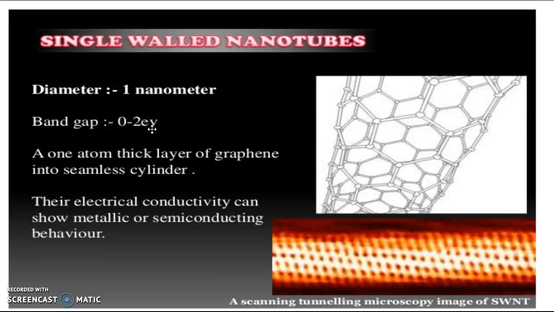Whereas if the band gap is 0, or the valence band and conduction band are merged, they are called conductors. So this is actually a semiconductor or a conductor. They are good conductors of electricity. It is a one atom thick layer of graphene rolled into a seamless cylinder. Seamless means there are no joints in the cylinder structure. Their electrical conductivity can show metallic or semiconducting behavior, as we have a band gap of 0 to 2 electron volt.